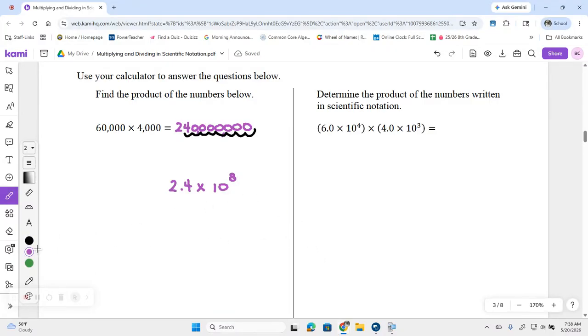So now let's look at those same numbers written in scientific notation. 6.0 times 10 to the 4th is 60,000. 4.0 times 10 to the 3rd is 4,000. We're going to treat this the same way as we did on the previous page. We're going to multiply 6 times 4, and then we're going to multiply 10 to the 4th by 10 to the 3rd. So 6 times 4 is 24, and 10 to the 4th times 10 to the 3rd is 10 to the 7th.